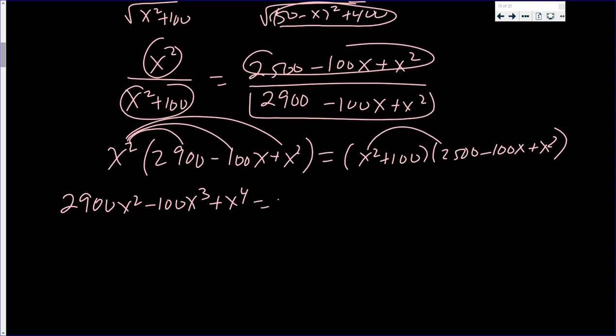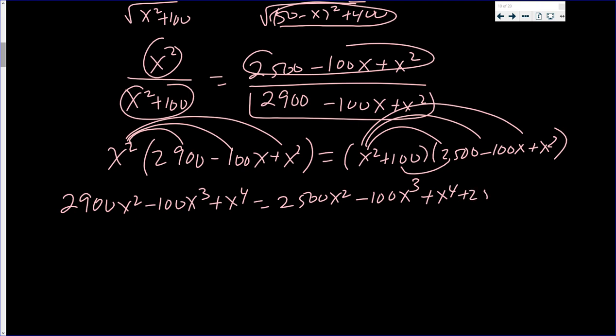minus 100x cubed plus x to the fourth. This gives us 2500x squared minus 100x cubed plus x to the fourth. And then this plus 2500 with two more zeros minus 100x with two more zeros plus 100x squared. Now, the good thing is a lot of things cancel out. There is the equal sign. This and this, they're exactly the same. Bye. This and this, exactly the same. Goodbye.